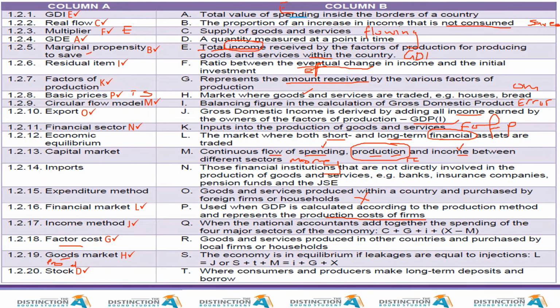Right, the next one: when the national accountants add together the spending of four major sectors of the economy, C plus G plus I plus X minus M, what is that? It is the expenditure method. Goods and services produced in other countries and purchased by locals. Come on, it's the opposite of that other one. It is imports. The economy is in equilibrium if leakages are equal to injections. When leakages are equal to injections, the economy is in equilibrium. What is that? It is the equilibrium.